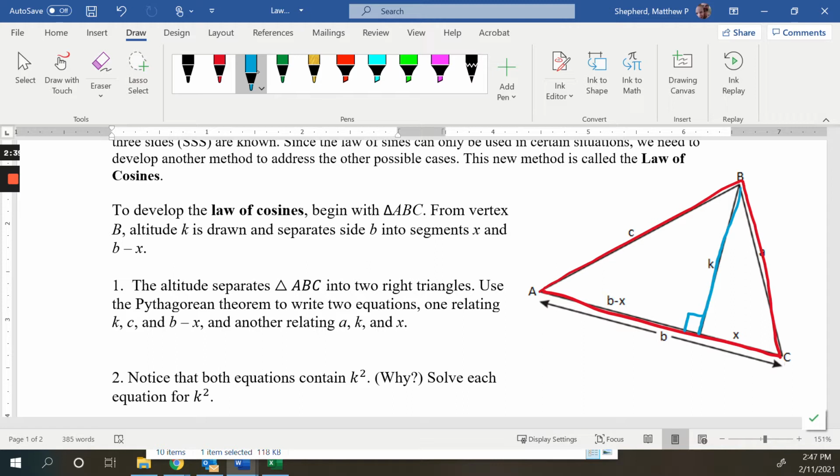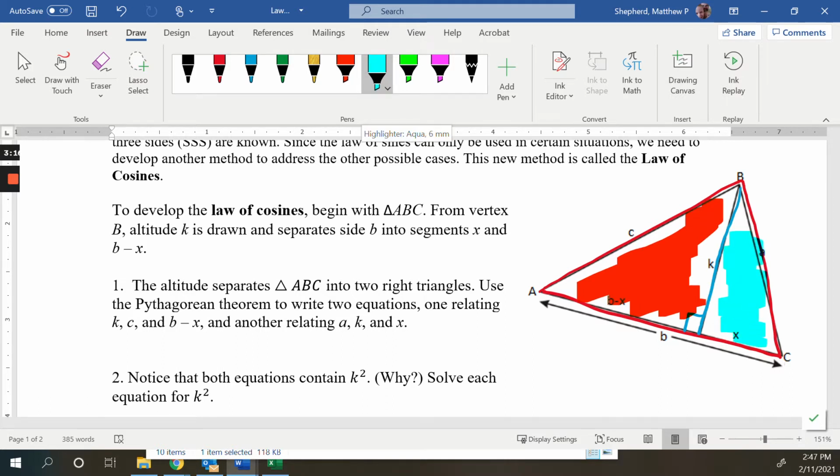We knew the entire segment was the length of b. That's the name we're giving it since it's opposite of angle B. So we're just going to go ahead and arbitrarily say that this is length x. So the remaining length here is the length of b taking out x. So b minus x. All right, so that's how those got labeled. Now the altitude is going to separate ABC into two right triangles. So we've got this triangle here on the right, and we've got this triangle here on the left.